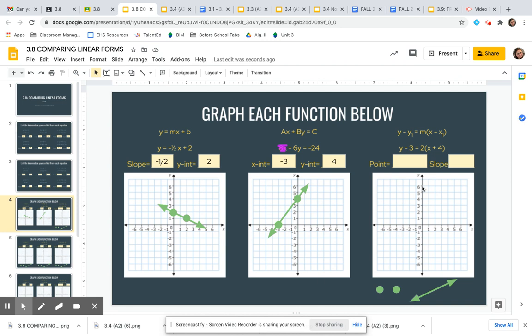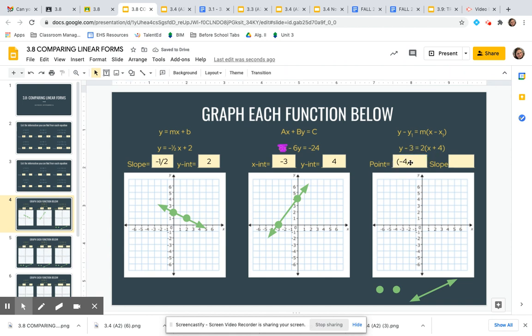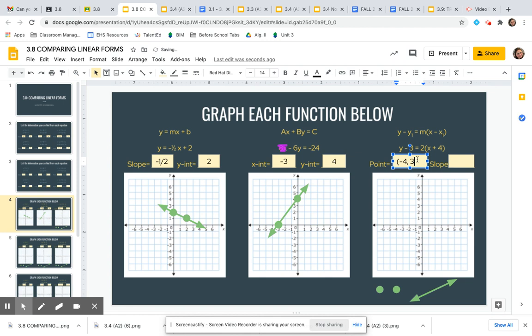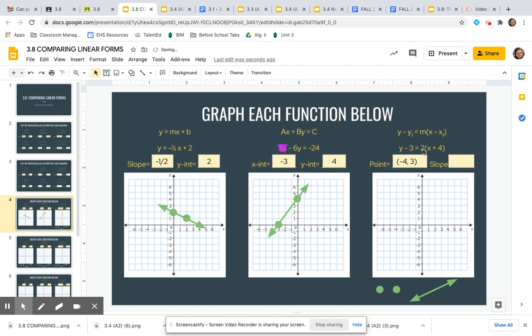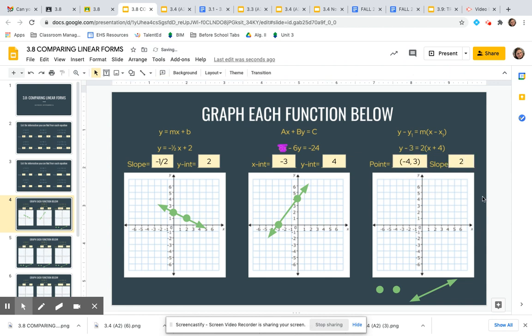On the third one, it gives you a point and a slope because this is called point-slope form. The point is going to be the opposite of the x part, which will be negative 4, comma, the opposite of the y part, which will be positive 3. And then the slope, which goes in front of the parentheses, is 2. So then I'm going to put a point at negative 4, 3, which is left 4 up 3. And the slope is 2.